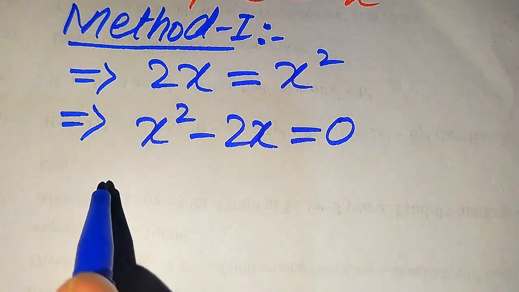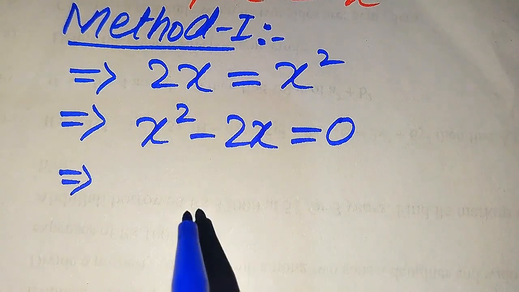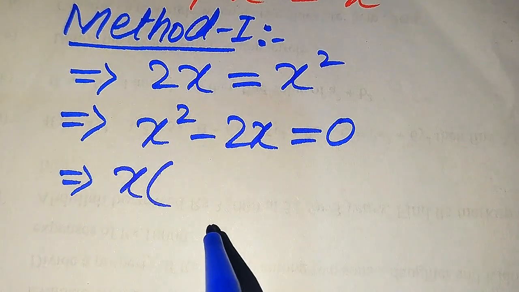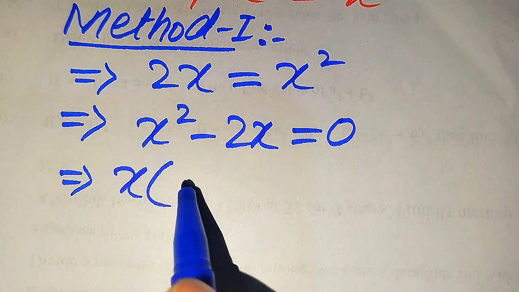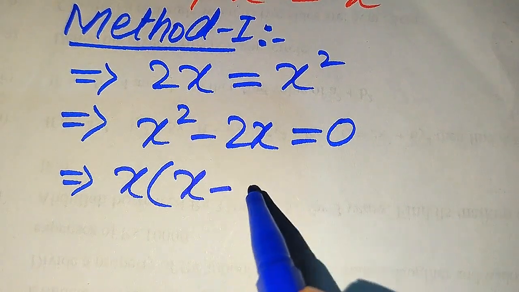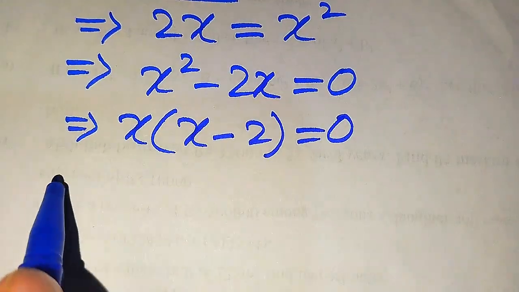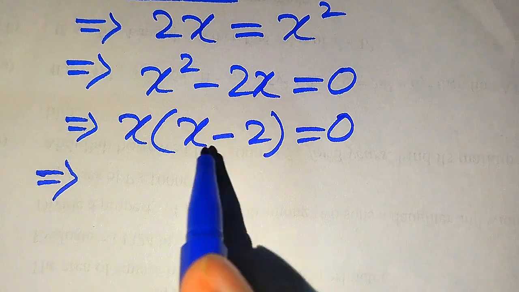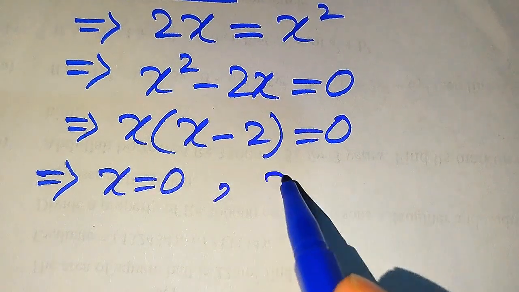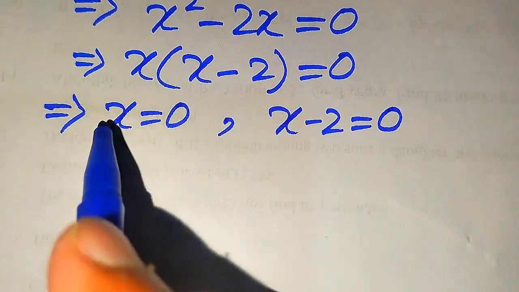And in the next step you see both of these terms involve x, so x is the common term. Here we take common x, and when you take common x the remaining values are x only from the first term, and minus 2 from the second, and this whole equation is equal to 0. In the next step we divide this equation into two cases. The first case is x is equal to 0, and the second case is x minus 2 is equal to 0.